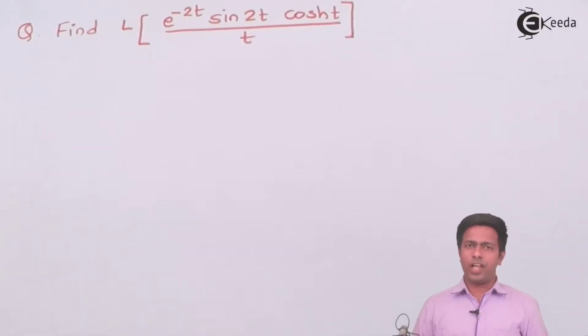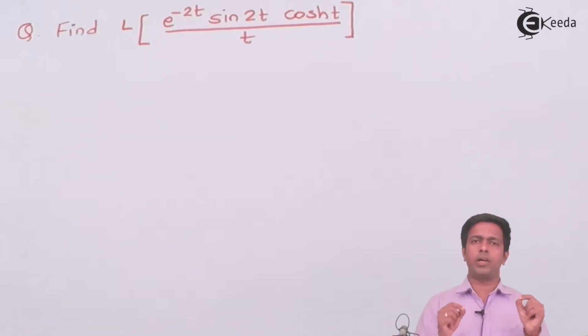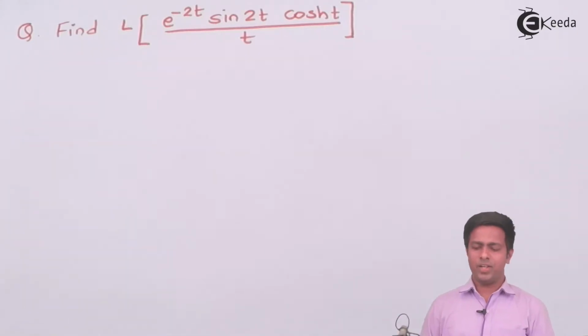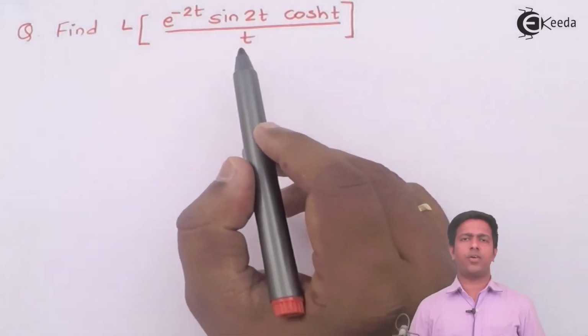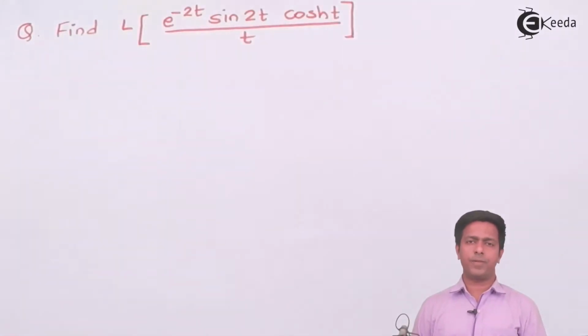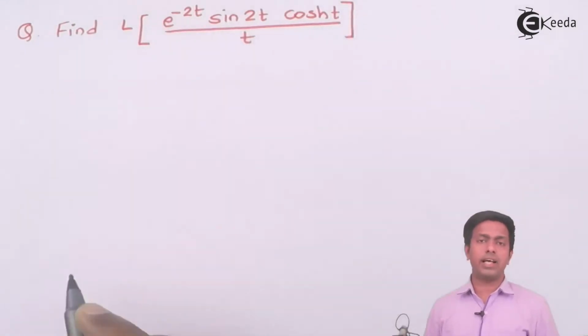So here we have to find out the Laplace of e to the power minus 2t into sine 2t into hyperbolic cos t whole upon t. Now guys, to get Laplace of this, if you observe the given function carefully, then in the denominator we have t, and it reminds me about the division by t property, because in division by t property we have t or t square or t cube in the denominator and the numerator is our function f of t. So here I'll call this numerator as f of t.